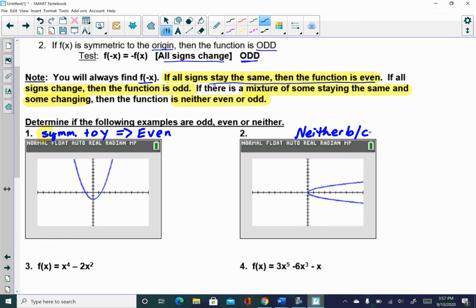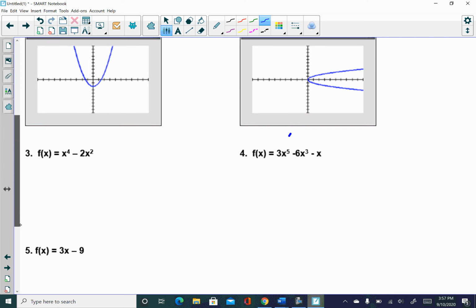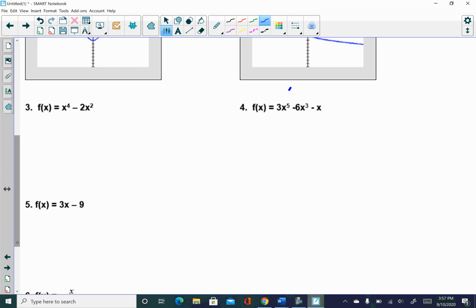I'll say here neither, because we are symmetric to the x-axis. Remember, if you're symmetric to the y-axis, you're even. If you're symmetric to the origin, you're odd. But if you're symmetric to the x-axis, it would be neither. Okay. All right, so now in examples 3, 4, 5, and 6, we'll be doing our test.